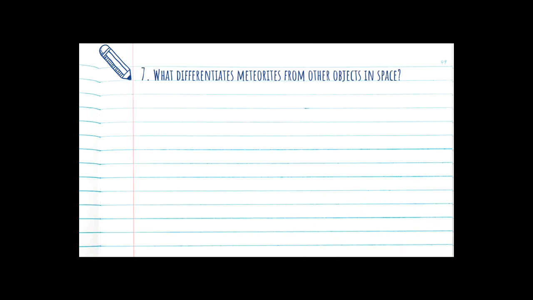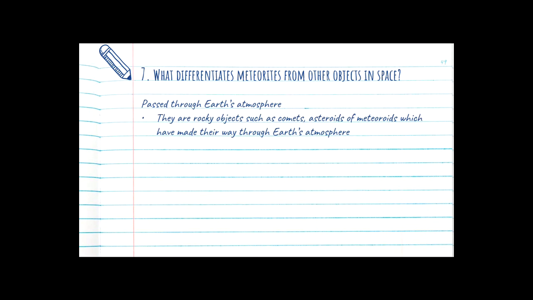What differentiates meteorites from other objects in space? So this is meteorites. So meteorites have passed through the Earth's atmosphere and have made it to the planet. So we have comets, meteoroids, and asteroids. Got to get them right. Those are the 3 that exist in space. Once any one of those have made it to the Earth's surface, that makes it a meteorite.